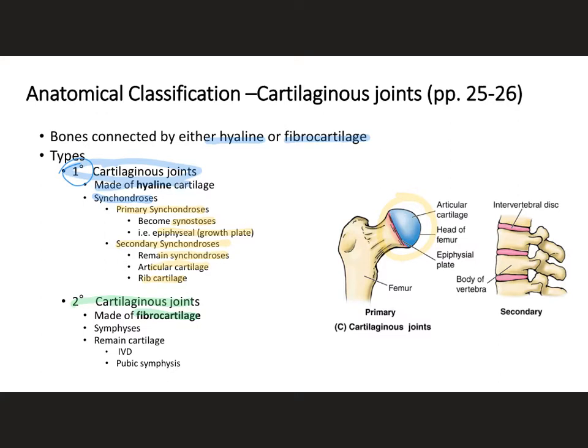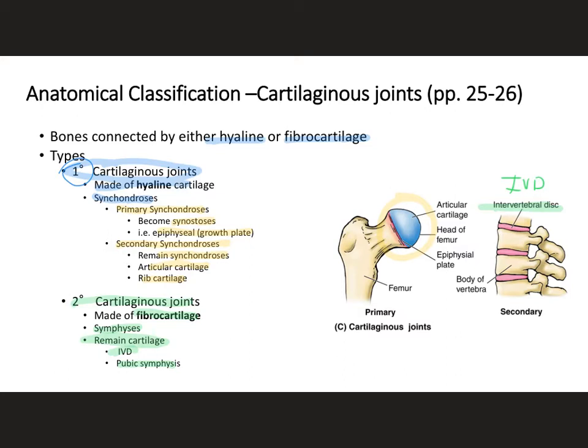Now, fibrocartilage or secondary cartilaginous joints, we call these symphyses. And you've seen these in the pubic symphysis and the IVD, which is the intervertebral disc. We typically shorten it here as IVD. These remain cartilage throughout life.